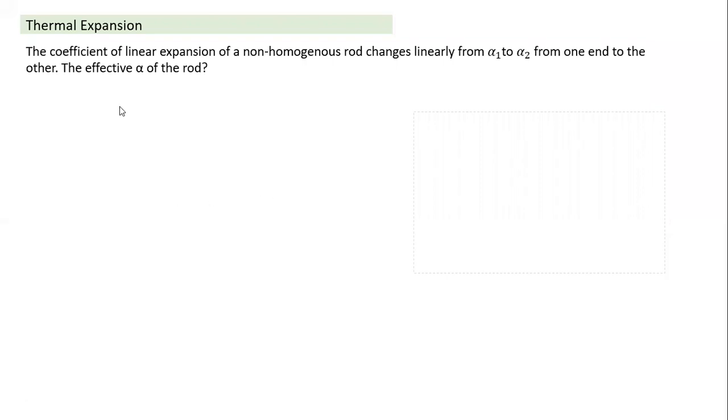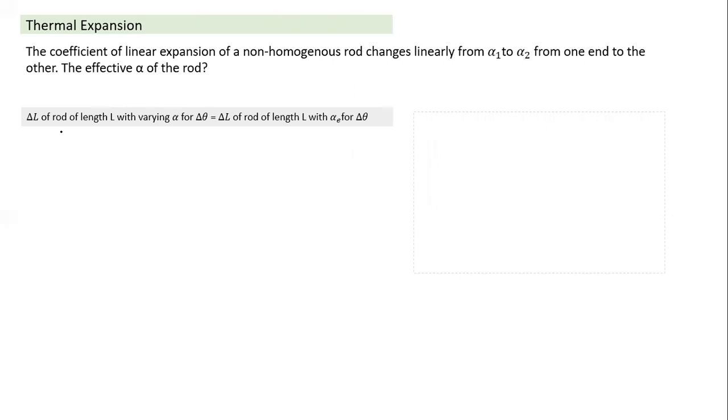Okay. The second question is something like this, and this kind of question we've done multiple times, an integration kind of question. The coefficient of linear expansion of a non-homogeneous rod changes linearly from alpha 1 to alpha 2. So from one end to the other, what is the effective alpha of the rod? This kind of question comes in multiple topics. Let's see that one.